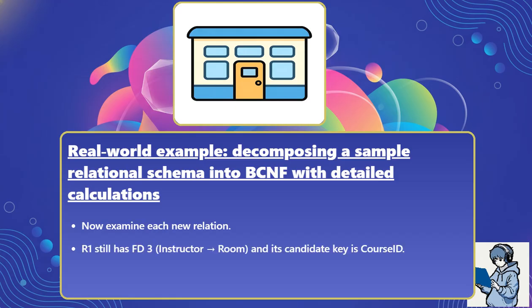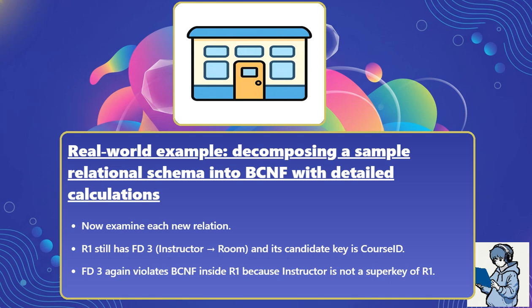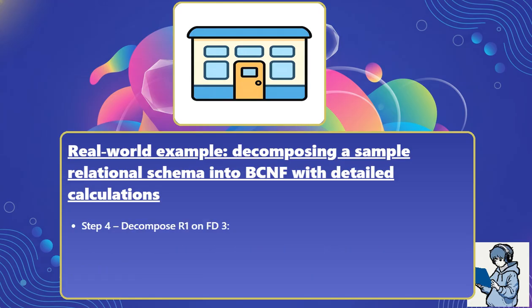Relation R1 still has functional dependency 3, instructor determines room, and its candidate key is course ID. Functional dependency 3 again violates Boyce-Codd Normal Form inside relation R1, because instructor is not a superkey of R1. Step 4, decompose R1 on functional dependency 3.